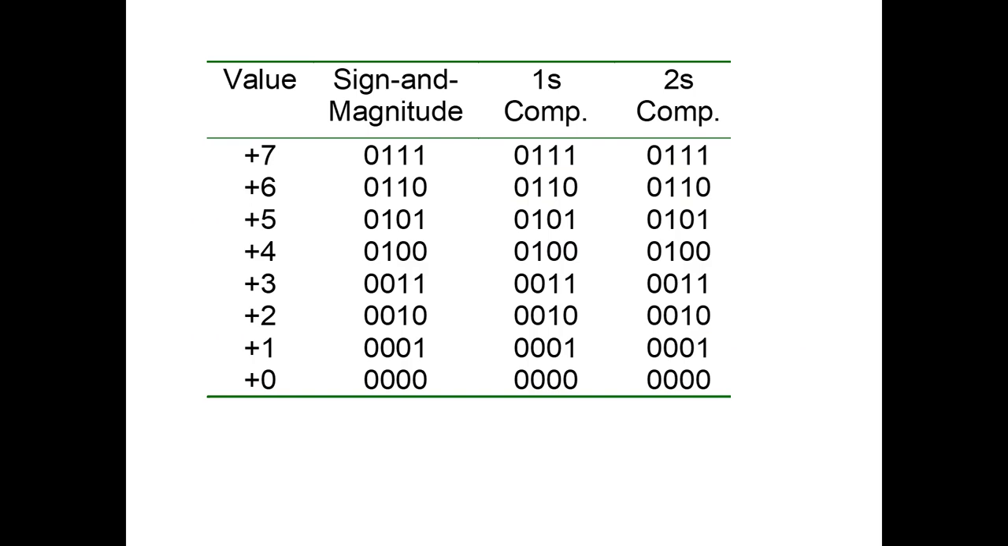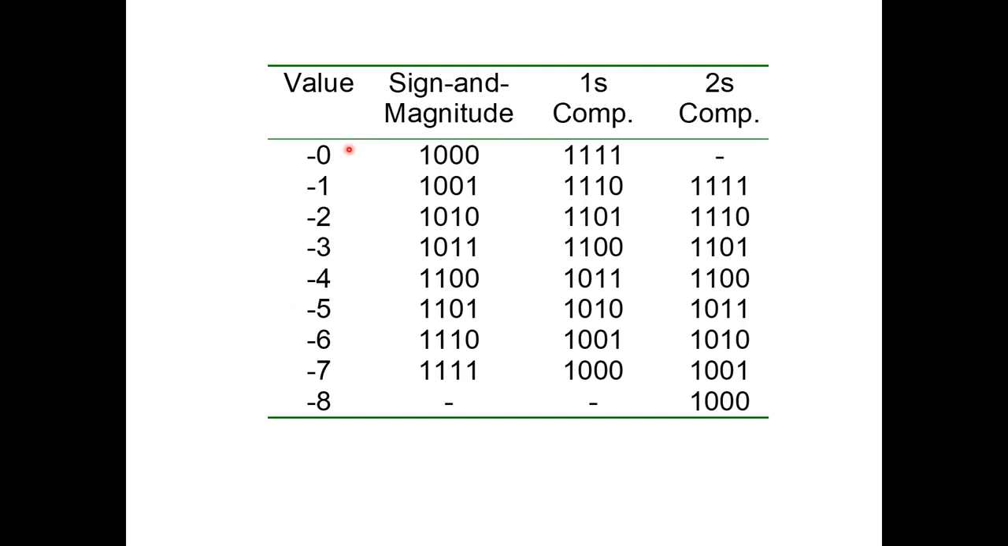Now a comparison of these 3 representations of the binary system: sign and magnitude, the 1's complement method, and the 2's complement method. See, the positive numbers are all the same in all 3 representation systems. In sign and magnitude also, +7 is 0111. This is also 0111, 0111. It's only the negative numbers which have a different value. Otherwise, they are all the same.